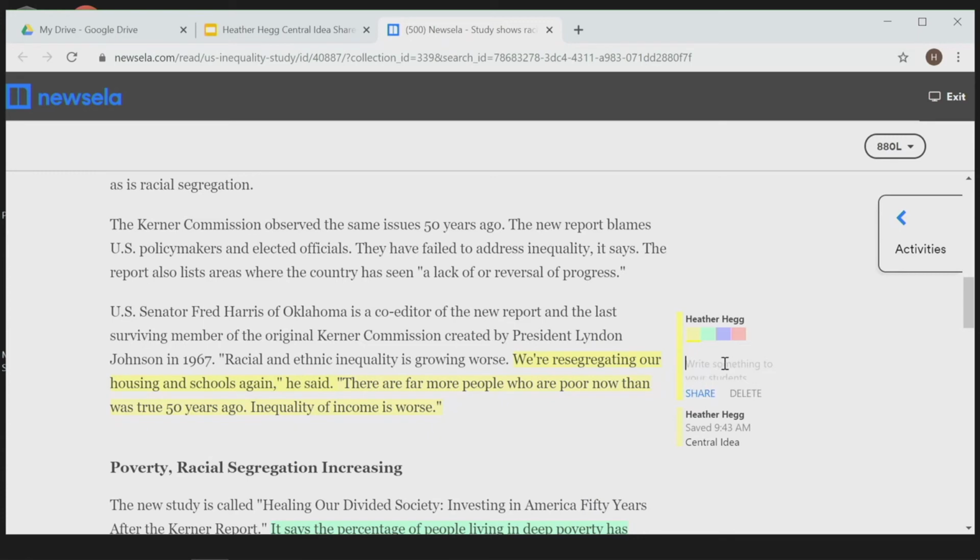All right. So now what do I have to do? If I go back, I know that this is the point where I'm going to answer that question. So what did the author of this article want me to learn? What did he want me to learn? Resegregating. I think I can use that. Do I spell it right? Resegregating.